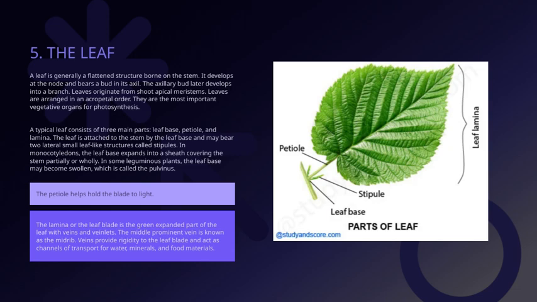Generally, a leaf is a flattened structure that develops at the node of the stem. It usually bears a bud in its axil, the angle between the leaf and the stem, which can develop into a branch later. Leaves originate from the shoot apical meristems, the growth points at the tip of the plant. They are typically arranged in an acropetal order, meaning from the base towards the tip. And finally, it's important to remember that leaves are the most vital vegetative organs for photosynthesis, the process by which plants make their food. This entire structure is fundamental to the plant's survival and growth.